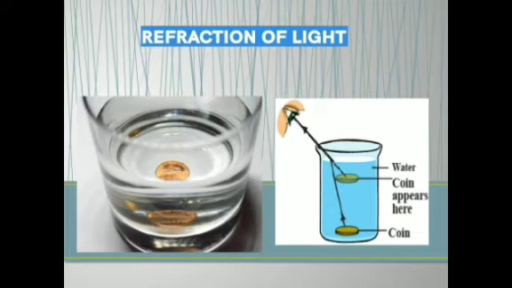Therefore, we observe in the above examples that the light traveling in a straight line in a particular medium bends as soon as it enters another medium of different density.